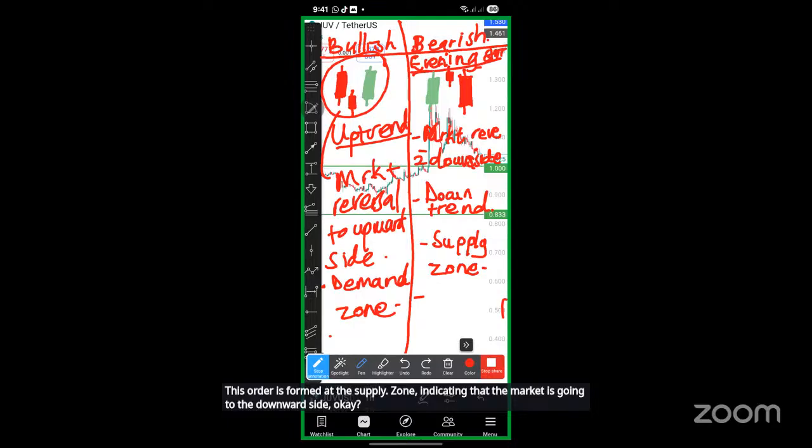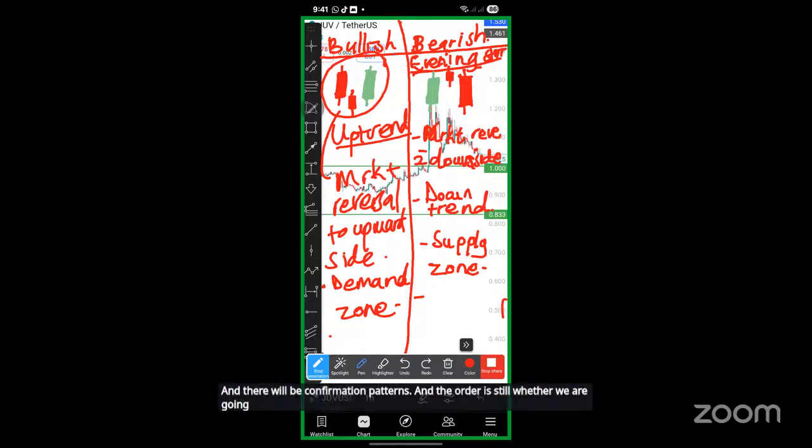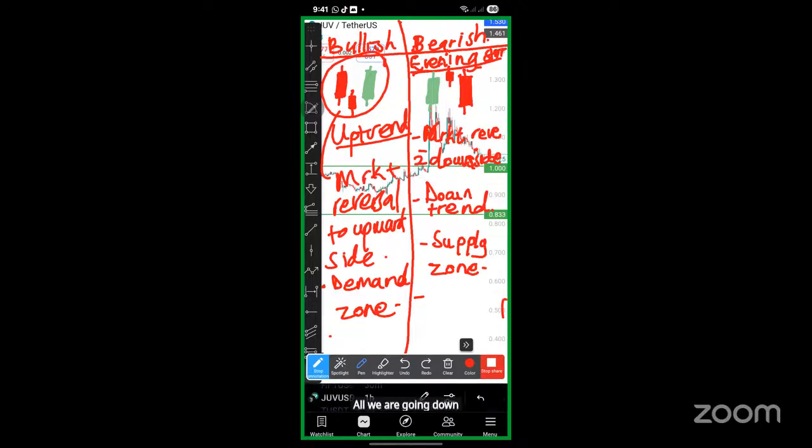Okay, it indicates that the market is going downwards from demand to supply. As simple as that. So hope this one is also in your book. And when we are analyzing the market, we shall be able to look at these patterns, and they will be confirmation patterns, and they will always tell whether we are going up or going down. Okay, as simple as that.